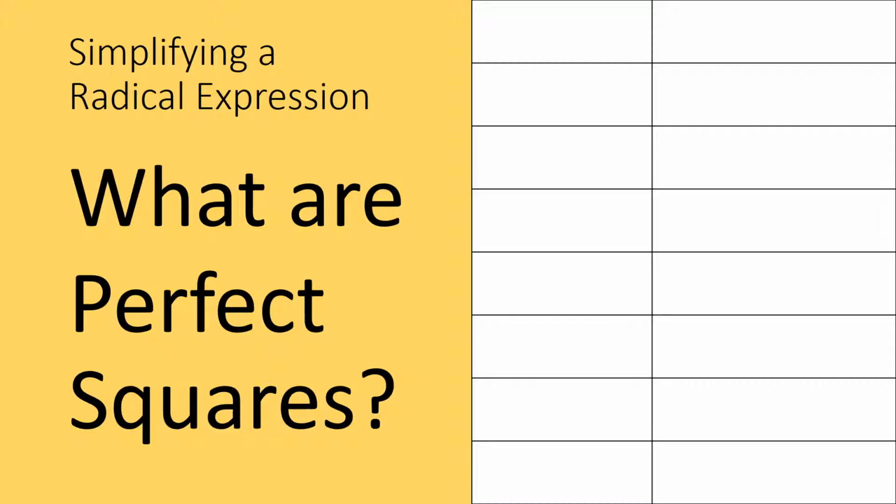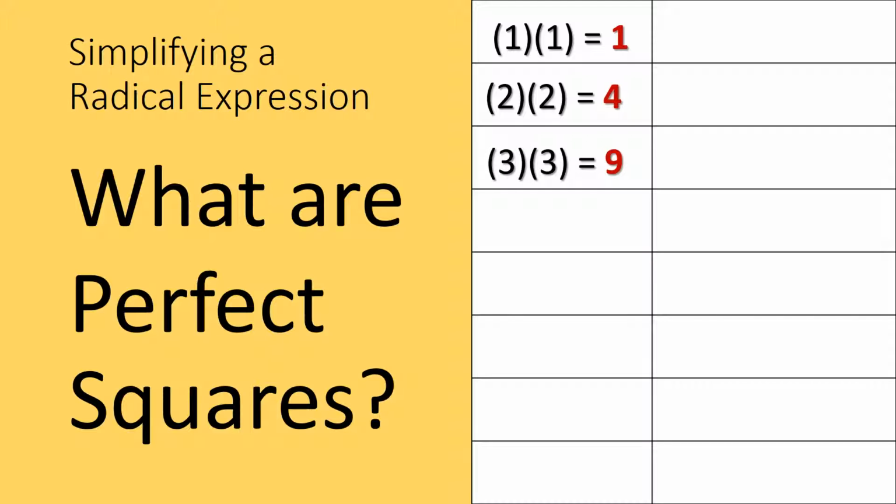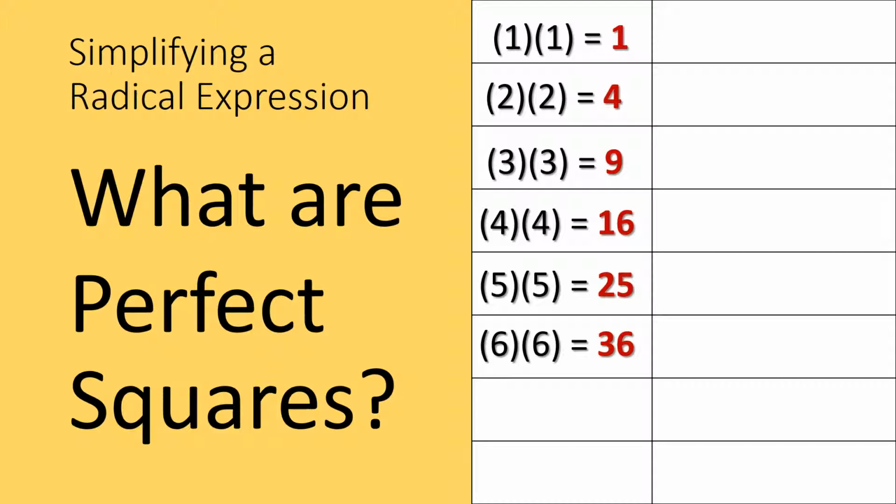All right. Let's have a little discussion here, guys. We are simplifying radical expressions. What's the best way to do this? Well, we have to know about perfect squares. What are perfect squares? Well, the first one is 1. 1 times 1. Second one is 4. 2 times 2. Next one is 9. 3 times 3. Next one is 16. 4 times 4. 25 is 5 times 5. Are ya beginning to see a pattern?